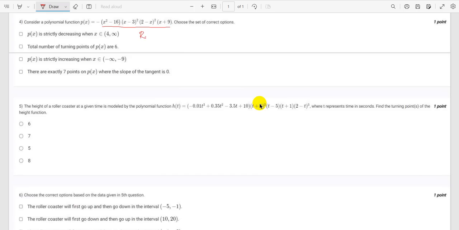The roots of this equation are 4, -4, 3, 2, -9. It's an odd degree polynomial function, and the leading term is negative.